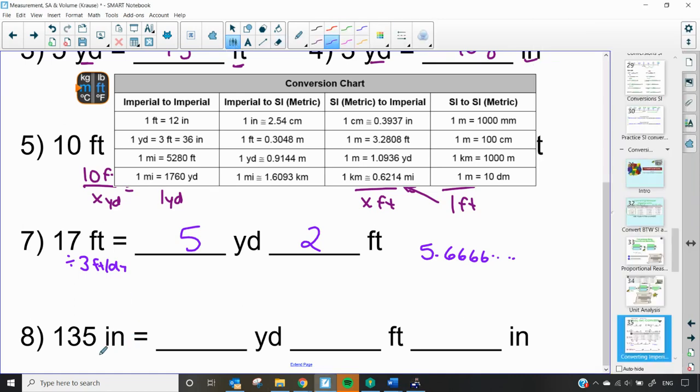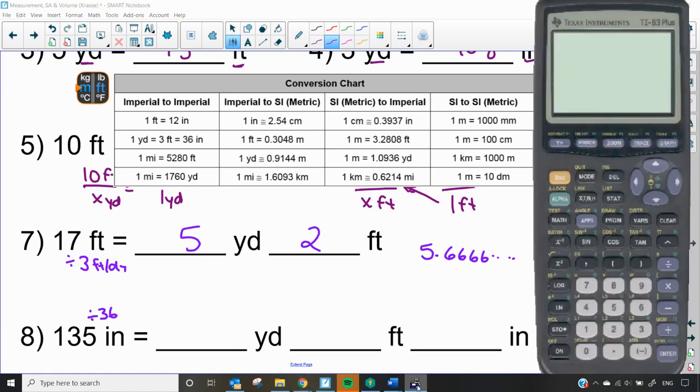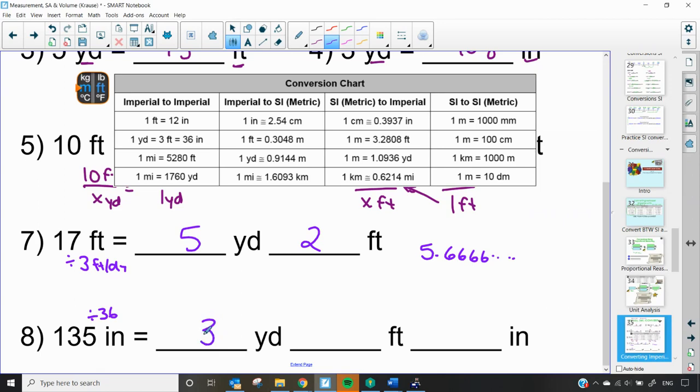All right, taking a look at our last example here, we have 135 inches and we want to convert that to yards, feet, and inches. So the first thing we're going to do is convert it from inches to yards. So we're going to divide by 36 because there's 36 inches per yard. On our calculator, 135 divided by 36 gives us 3.75. So that means 3.75 yards.